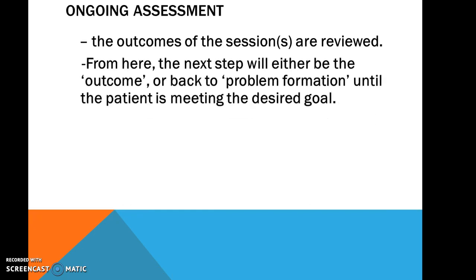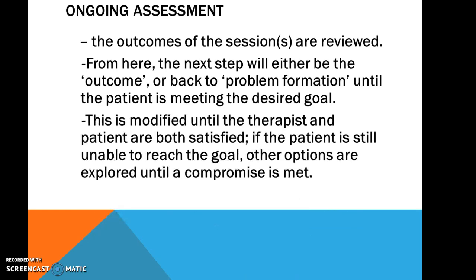Next steps. It might be that you go back to problem formation until they're meeting the desired goal, because it might be that they've not achieved the goal, so you have to reevaluate and reassess. It might be that they've got a chest infection in between, which has knocked them back, or they might have had a urinary tract infection that's knocked them back, so you have to go back to the start, reassess and plan the goals again. So things happen unexpectedly that could affect that sort of smooth process.